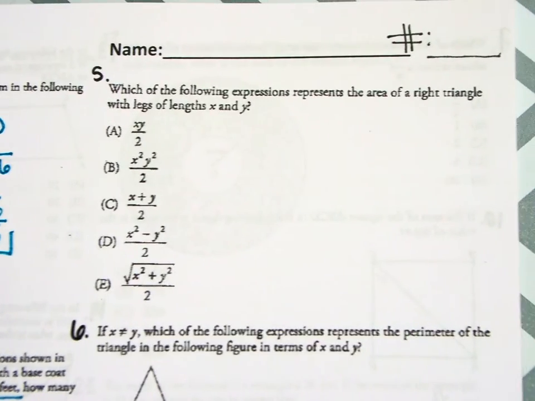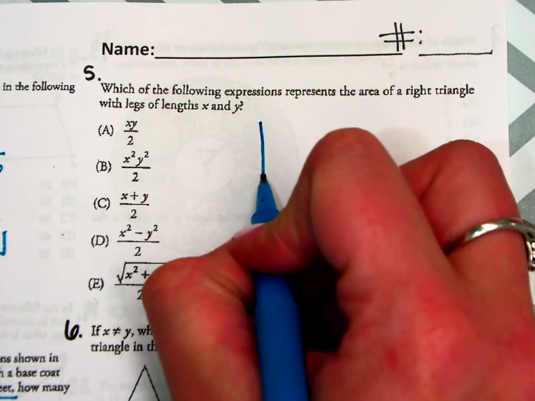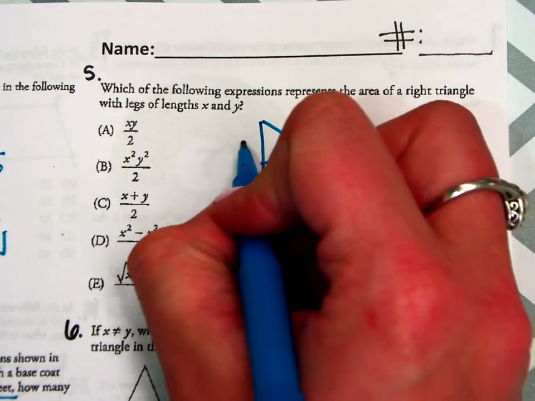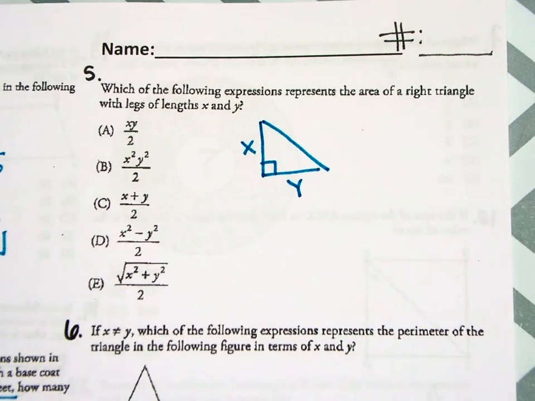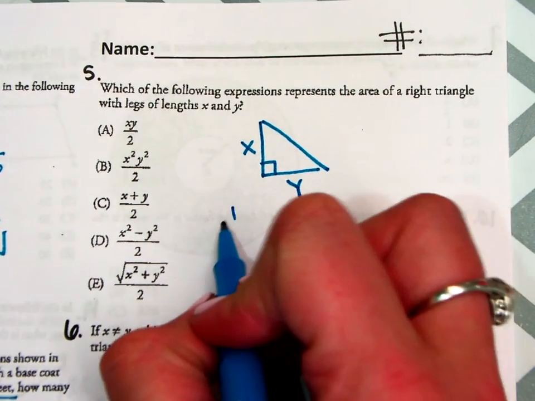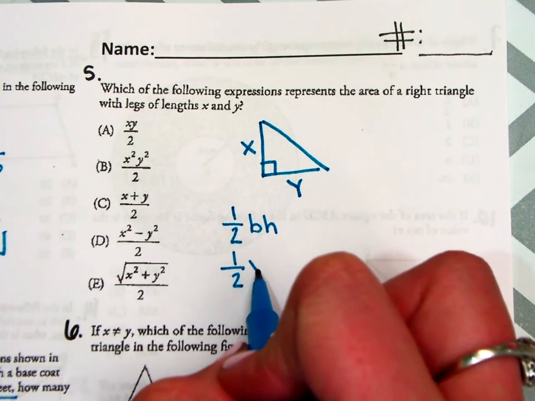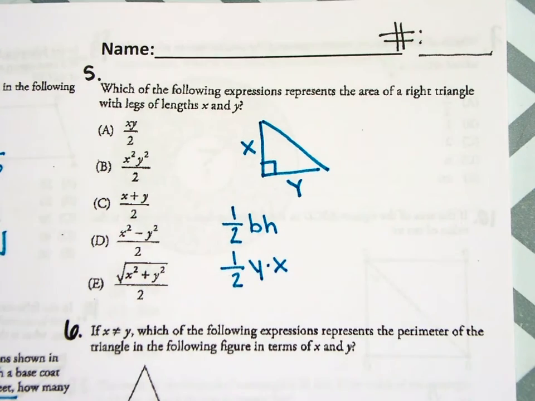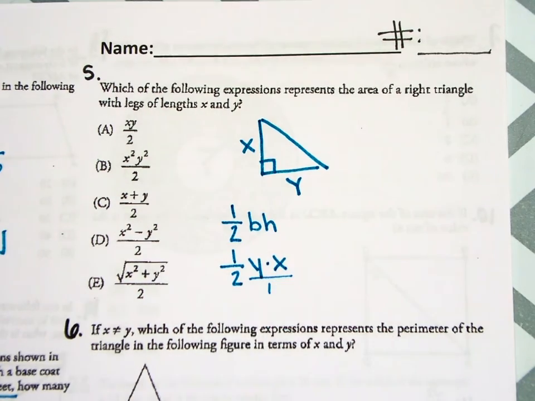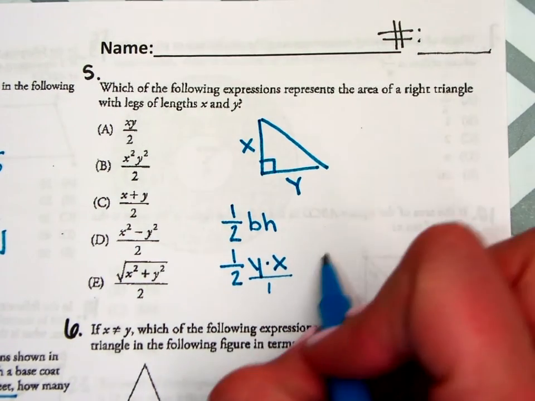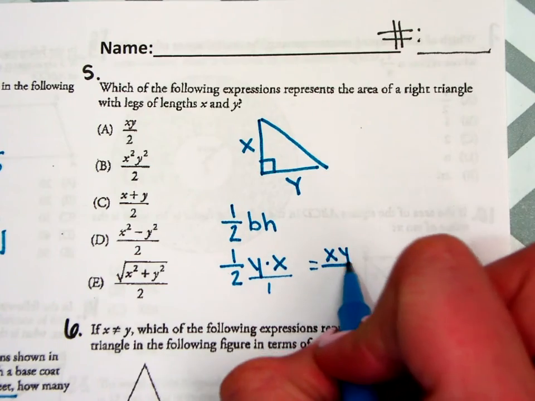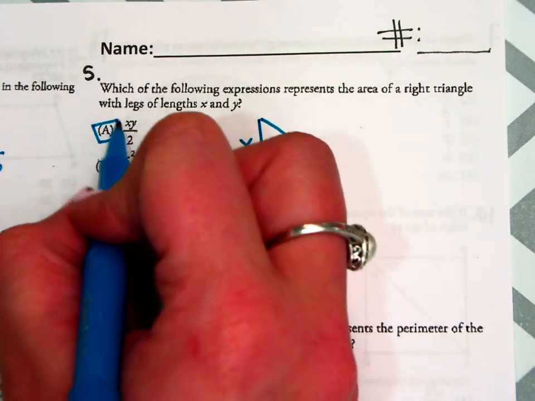Which of the following expressions represents the area of a right triangle with legs X and Y? So X and Y represent the legs, but that also represents the base and height. So the area formula for a triangle is 1/2 base times height. So 1/2 Y times X. Y times X are in the numerator of the fraction because, remembering, they're over 1. So 1 times Y times X is just XY over 2, which is option A.